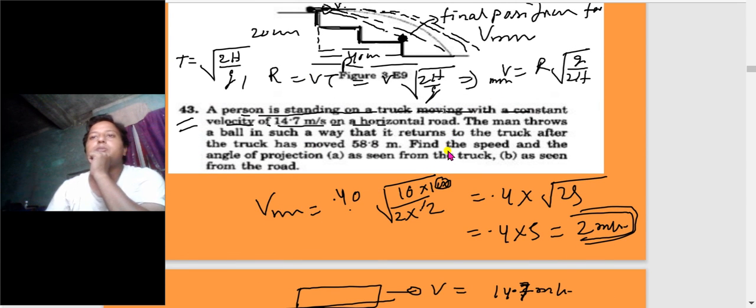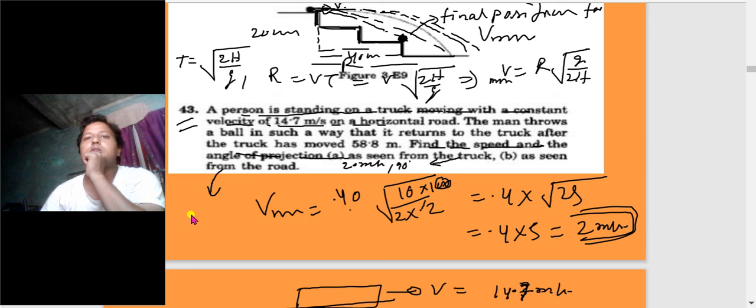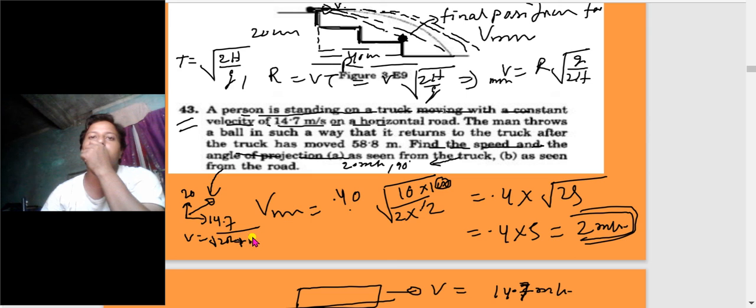So, find the speed and the angle of projection as seen from the truck. The truck will see a speed of 20 meter per second upward at an angle of 90 degrees. And the road observer will see an upward speed of 20 and a horizontal speed of 14.7, so the resultant speed is under root 20 squared plus 14.7 squared, and the angle is 53 degrees.